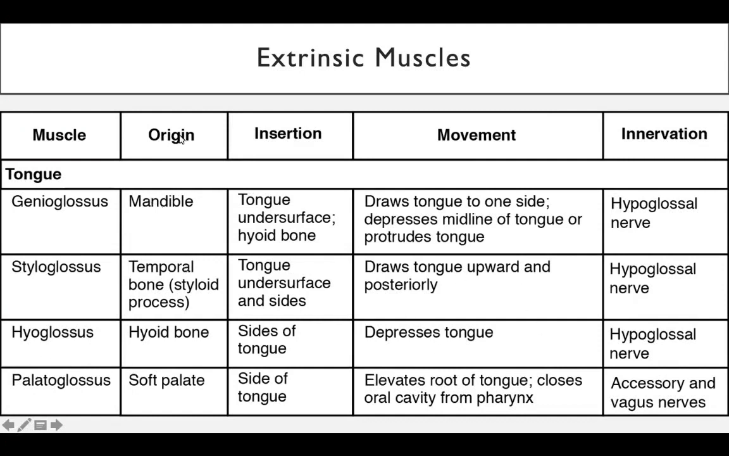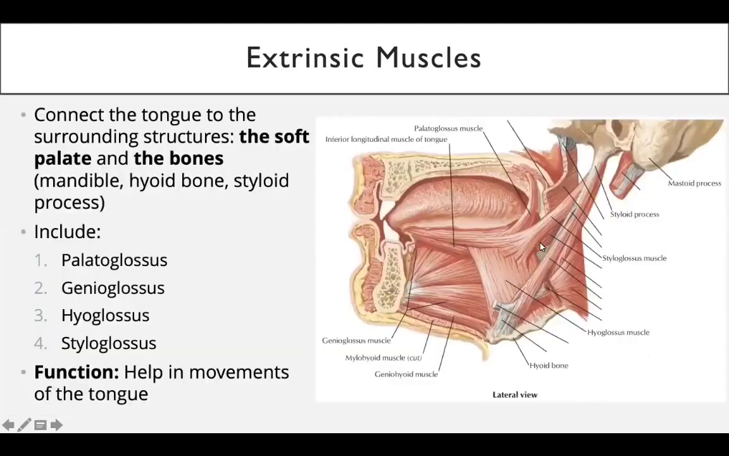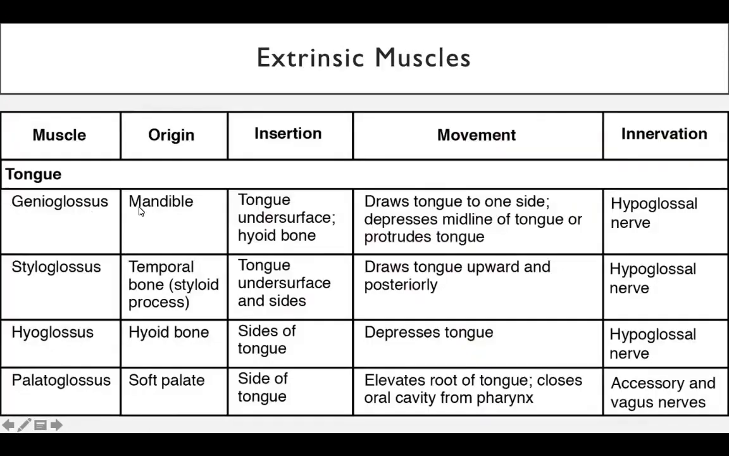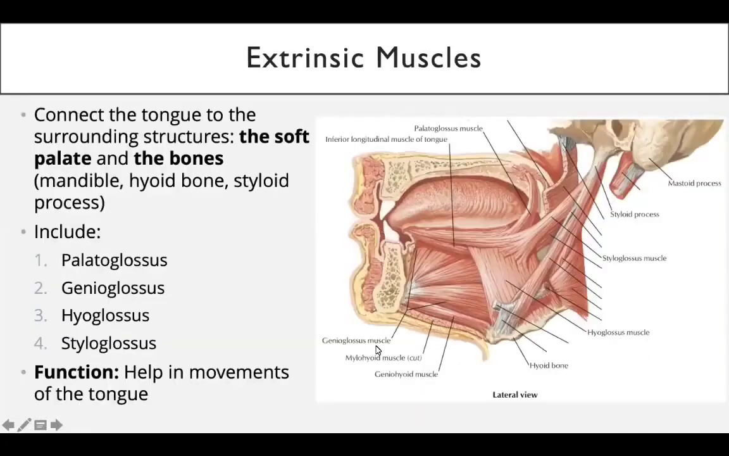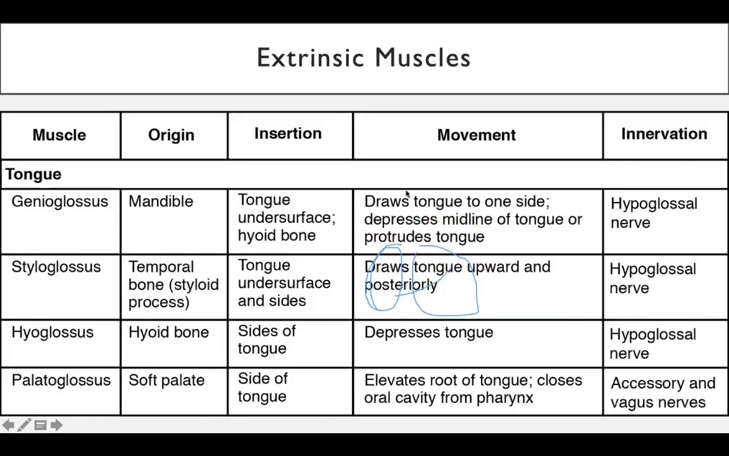Okay, now we see the origin. Let me see, this diagram is good. So now the origin of the genioglossus. Genioglossus originates from the mandible. This is the big genioglossus muscle. It's coming from here, and this bone is the mandible, right? You cannot go wrong with this. This is the mandible, and this all is genioglossus, and it is originating from the mandible. You cannot go wrong with that, right?